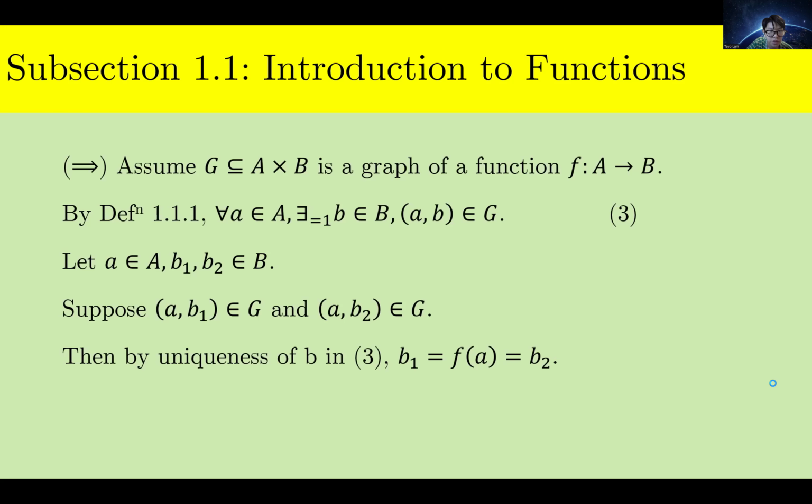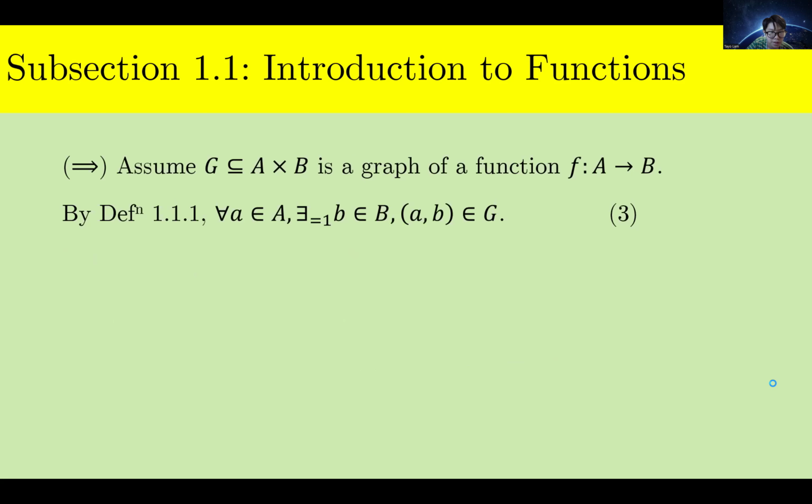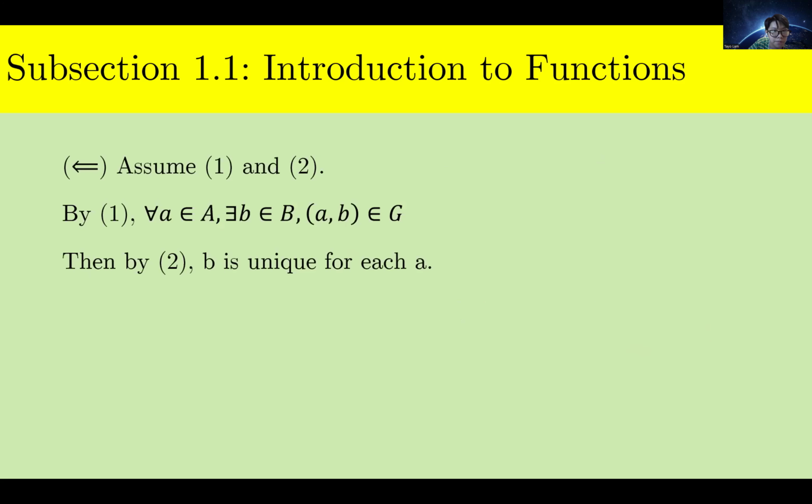So now we have proved the first one, that it exists, and the second one, that it is unique, and b1 equals b2 is just the result. Okay.